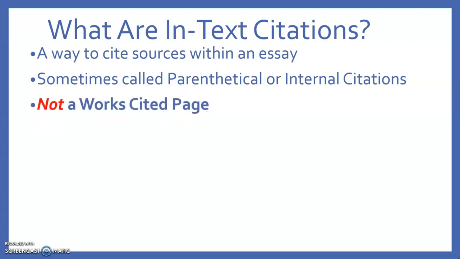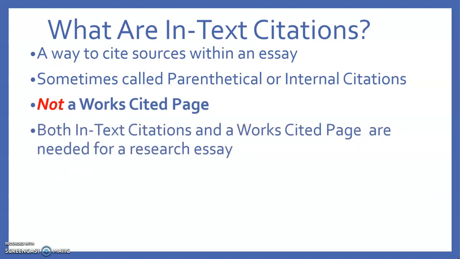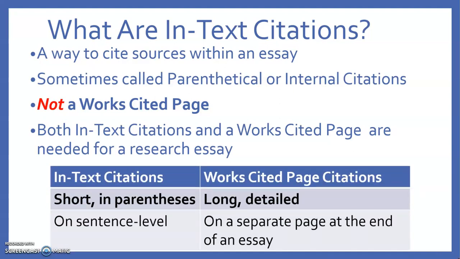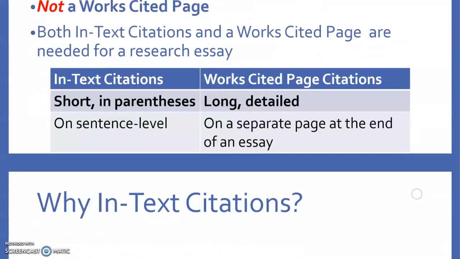Now, in-text citations are not works cited pages, however. Although both in-text citations and a works cited page are required when we use outside sources in a paper. To help us tell the difference between these two types of citations, I set up a quick chart. In-text citations are short, and they go in parentheses at the ends of sentences within an essay, whereas works cited page citations are long and detailed, and they don't go at the ends of sentences. Instead, they go in a list on a separate page at the end of an essay.